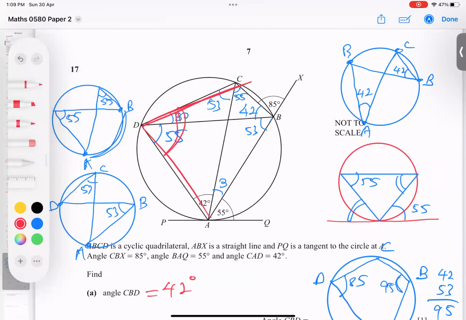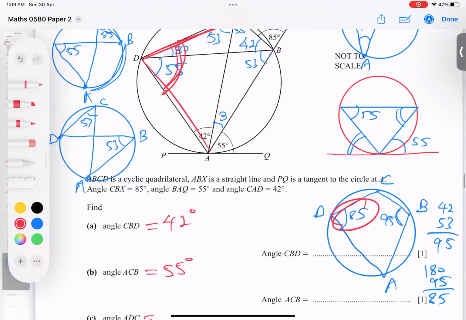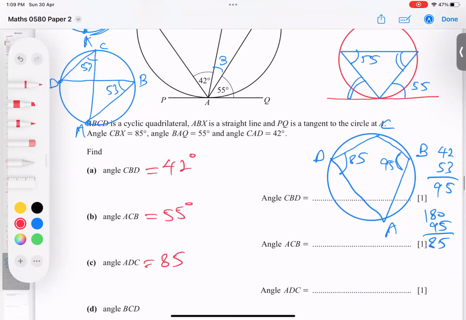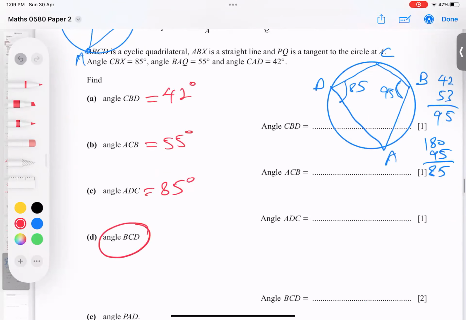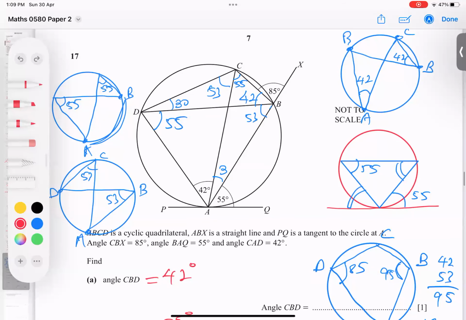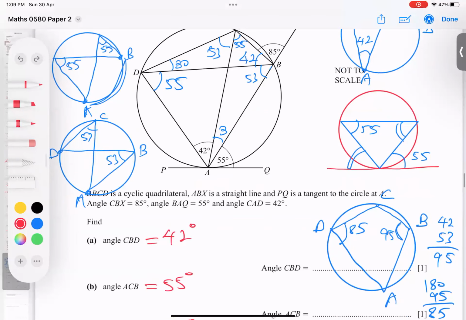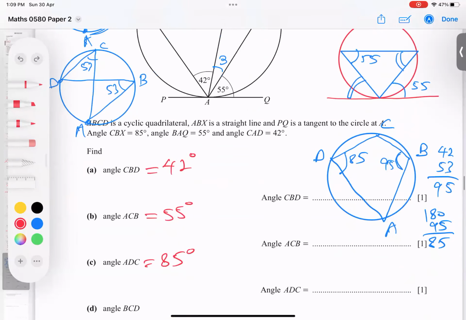ADC total, and I got this 85, if you remember. Okay, and then go for BCD. B, C, and D is the total angle. So 53 and 55 add, 50, and I got 108.